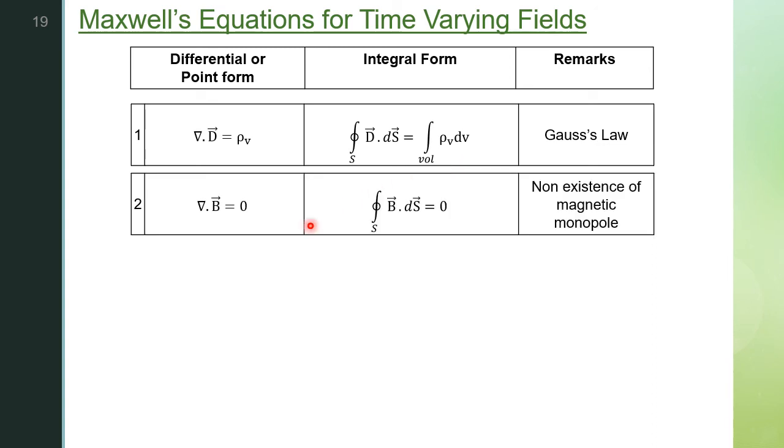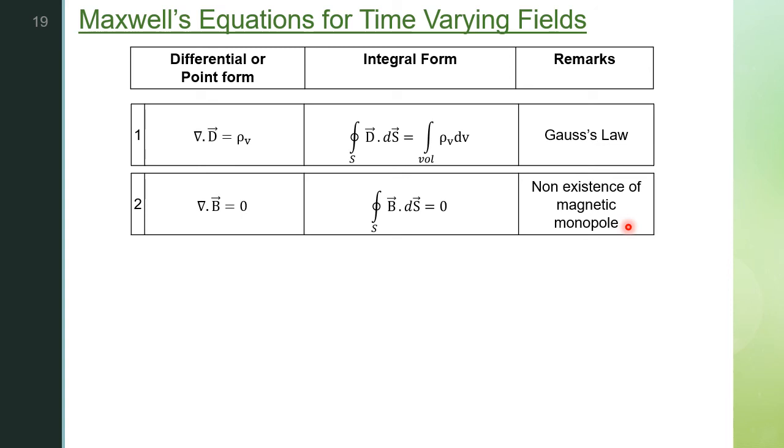The second Maxwell's equation, which was for the divergence of the magnetic field, was given by del dot B equal to 0. Converting it into the integral form, we get the closed integral of B dot dS is equal to 0. And from this equation, we already implied that there will not be any magnetic monopoles. Poles always exist in pairs and the magnetic field lines are always closed. That was the implication regarding this equation.